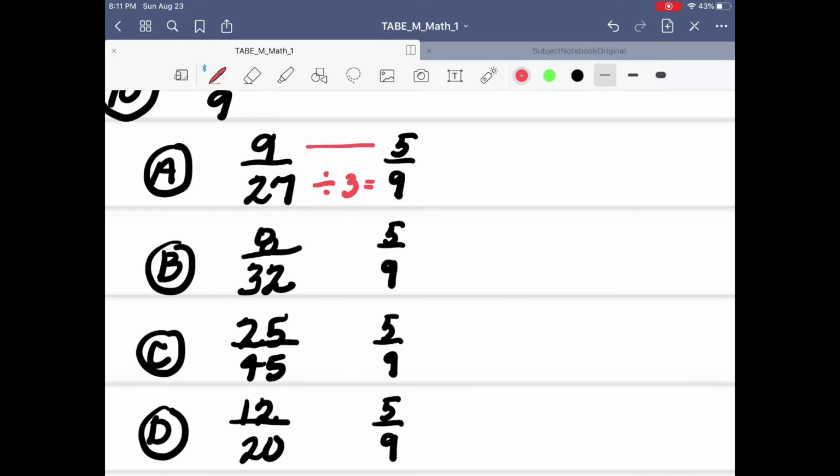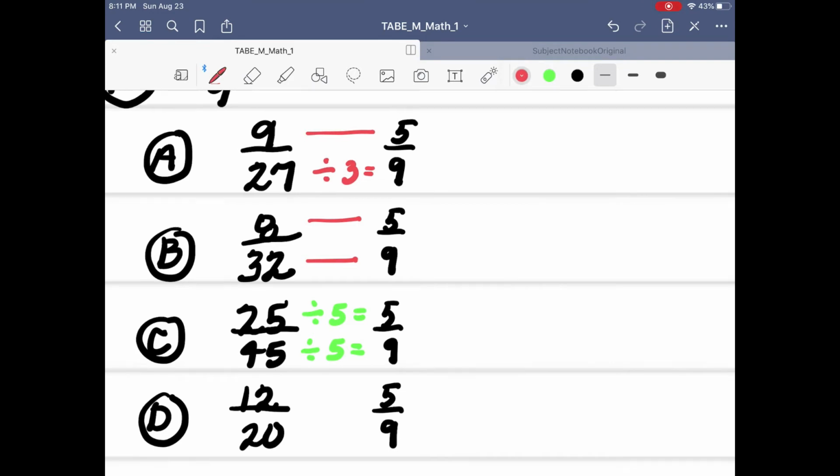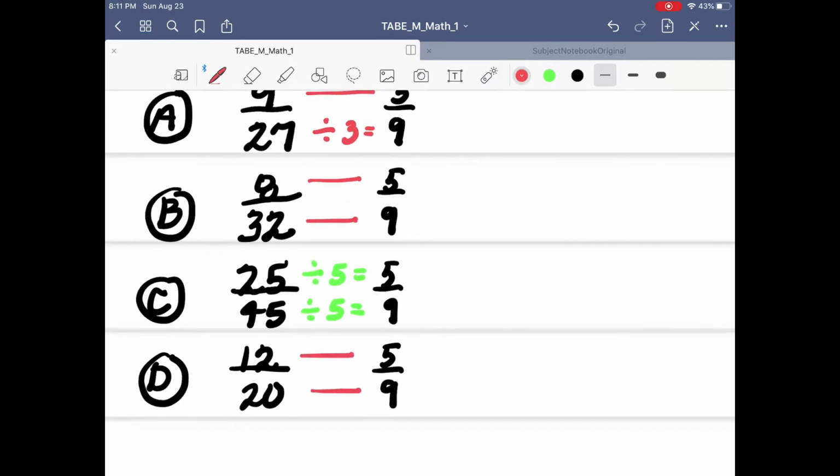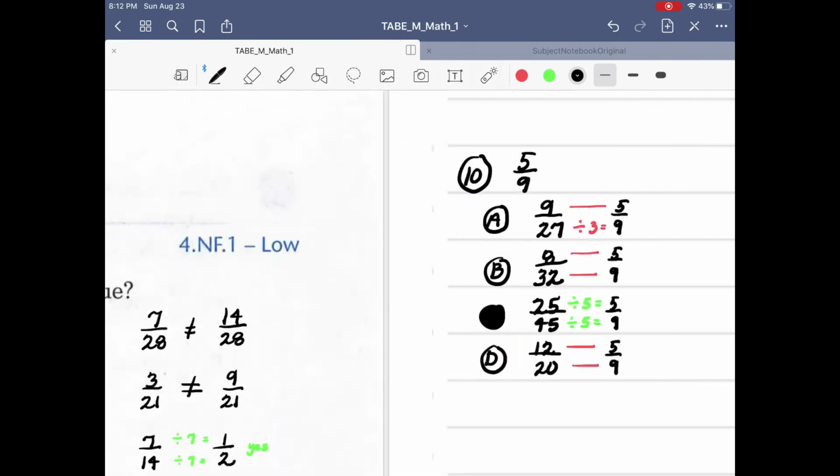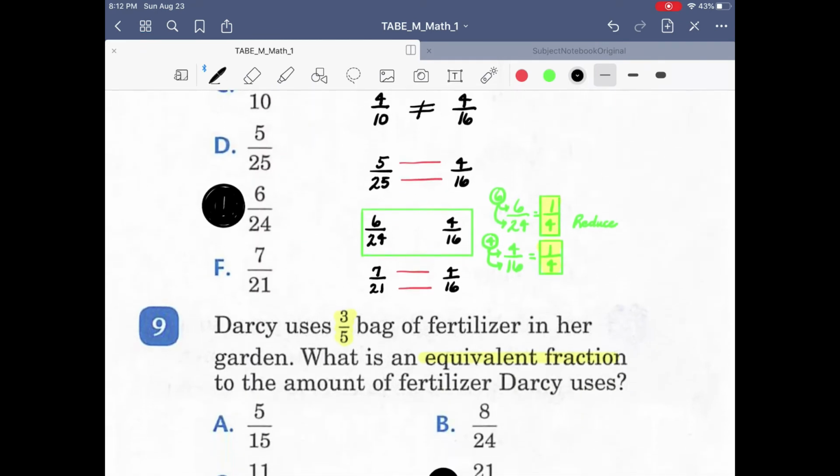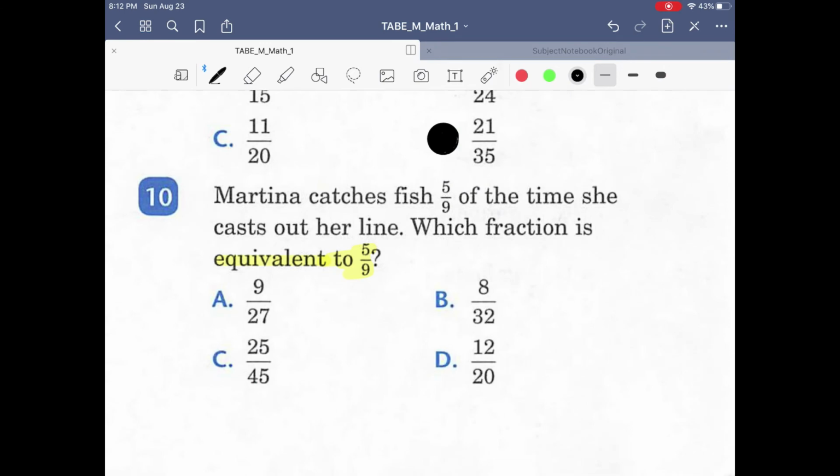27 divided by 9 or divided by 3 would give me 9, but that won't work on the top. Nothing there or there would work. This one looks good. 25 divided by 5 is 5. 45 divided by 5 is 9. That's the one. And this one, there's nothing I can think of that would work. So the answer to number 10 is C.